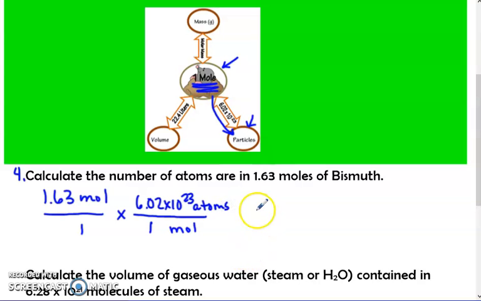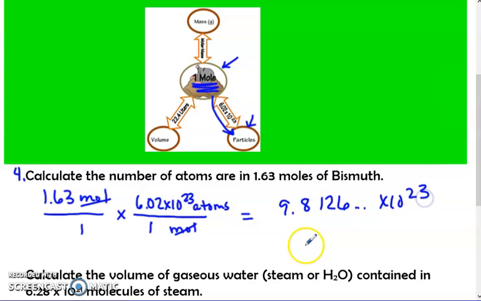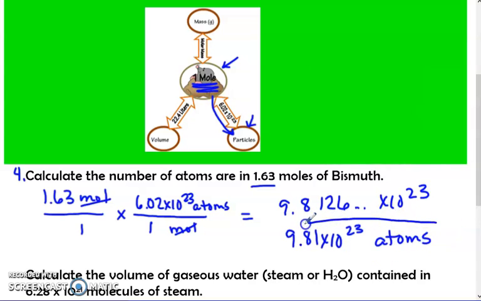Okay, and so we'll go ahead and multiply those out because you're dividing by 1. Moles cancel out. That's great. So you know you did your math right. And you're going to get 9.8126 and so on, times 10 to the 23rd power of atoms. So we have 3 sig figs, so it's 9.81 times 10 to the 23rd atoms. There you go.